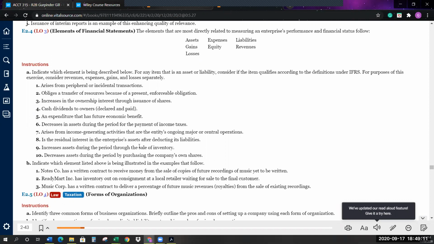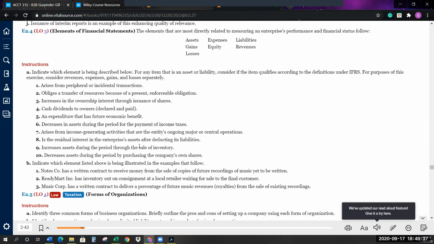Then we have number 6, decrease in assets during the period for payment of income taxes. Income statement. Okay, what category? So the income statement has revenue and expenses. So what are they talking about? Income tax expense, yeah. Perfect. Awesome, guys.